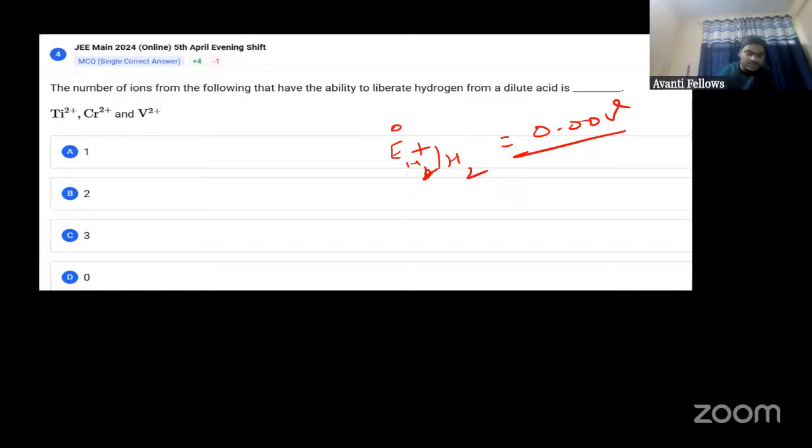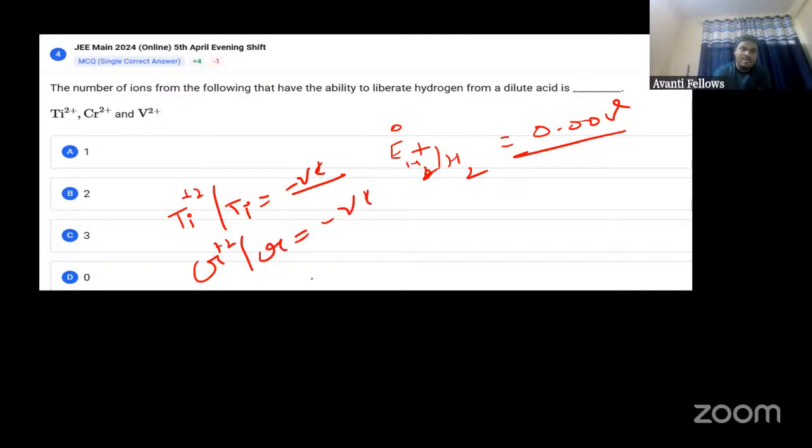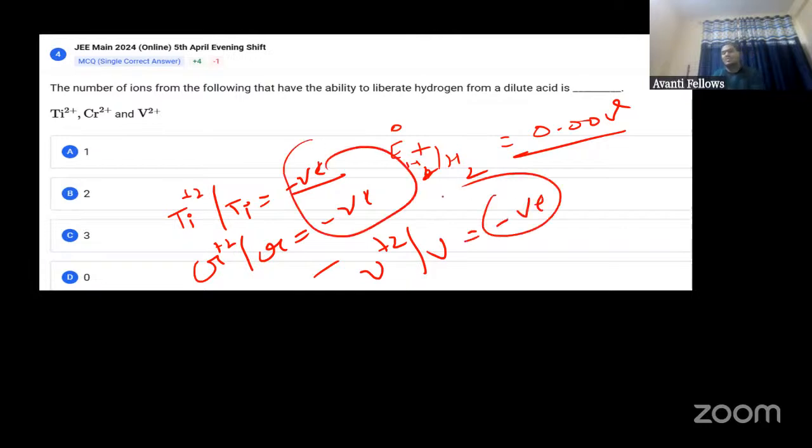So if you look at the values, we have titanium plus 2 to titanium, they also show a negative value. Chromium plus 2 to chromium, they also have a negative value. And vanadium plus 2 to vanadium, they also have a negative value. So all these three can displace hydrogen. So the correct answer is 3, right? So the correct answer is 3 only.